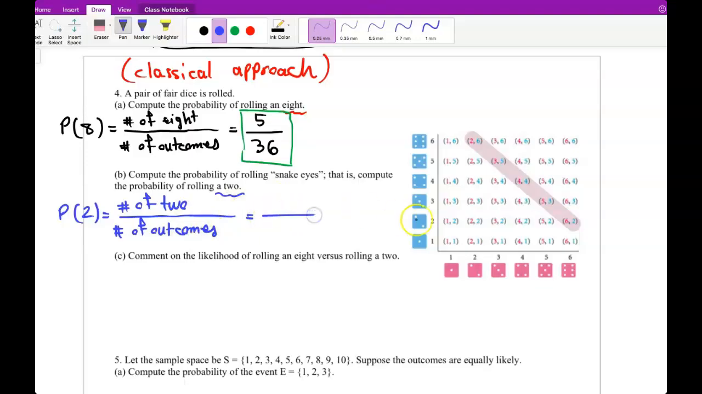That is equal to, here we only have 1 for that part. So it's 1 divided by 36.